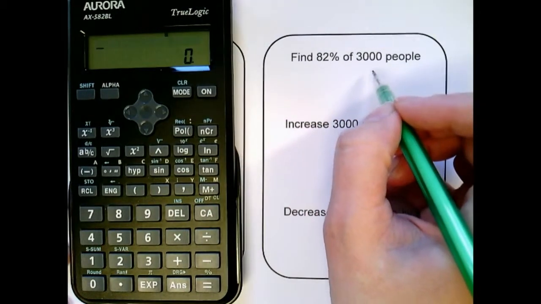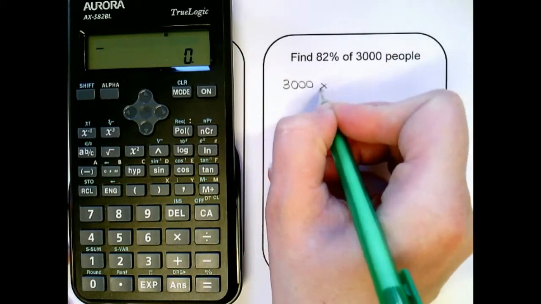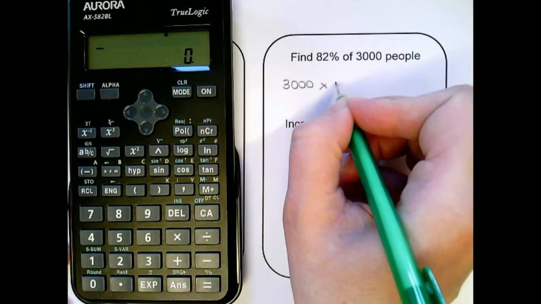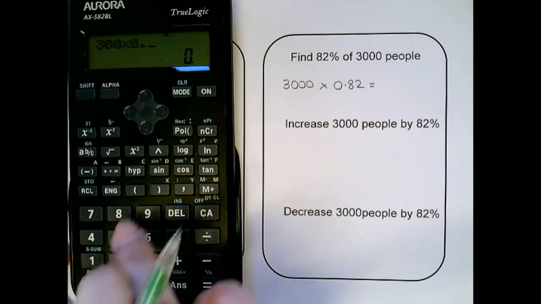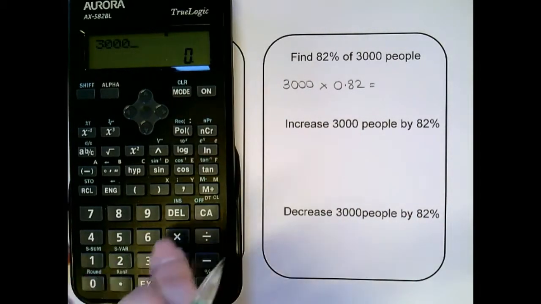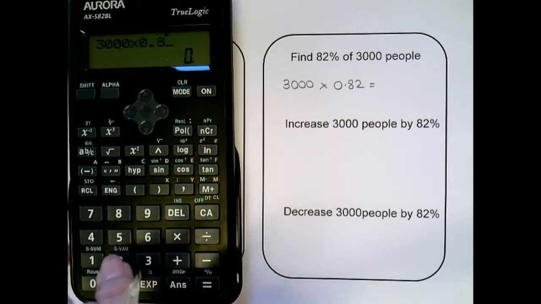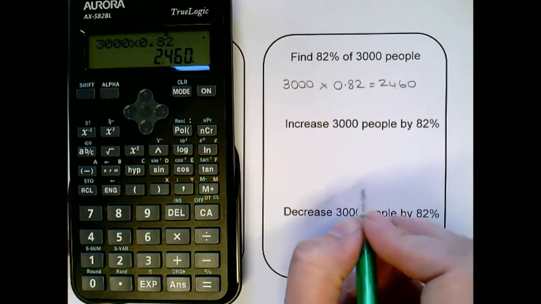Okay, the next few questions then. Find 82% of 3,000 people. So you would write down the 3,000 people first, and then to find 82%, 82% means 82 divided by 100, which would be 0.82. So do 3,000 multiplied by 0.82, which gets you 2,460.